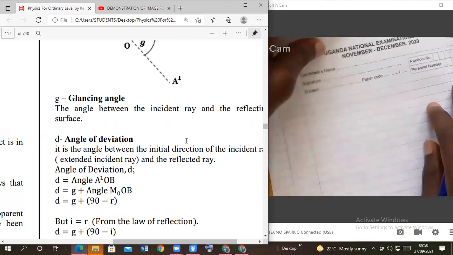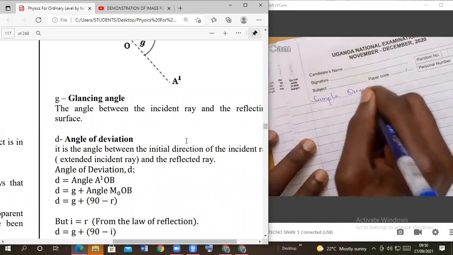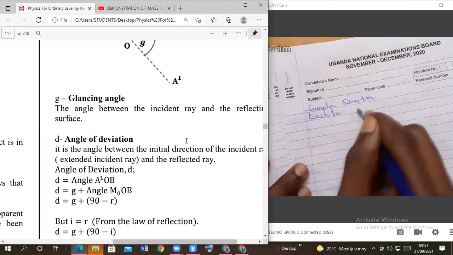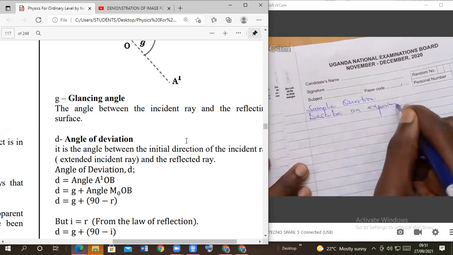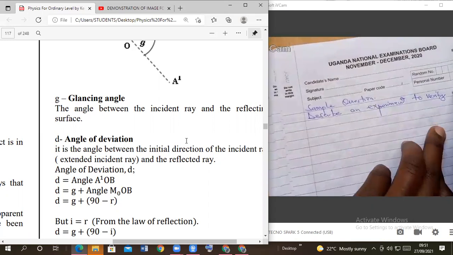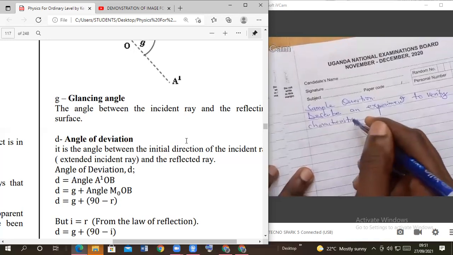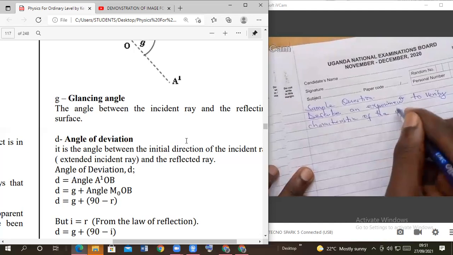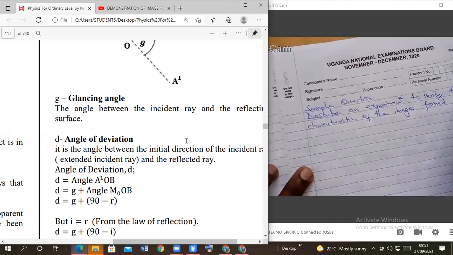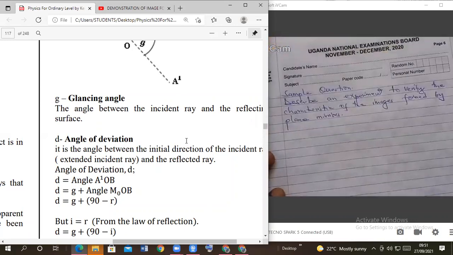You write for me this question down. Sample question: Describe an experiment to verify the characteristic of the images formed by plane mirrors.